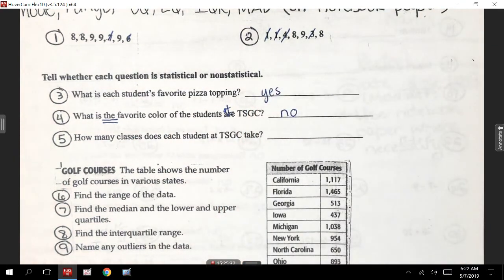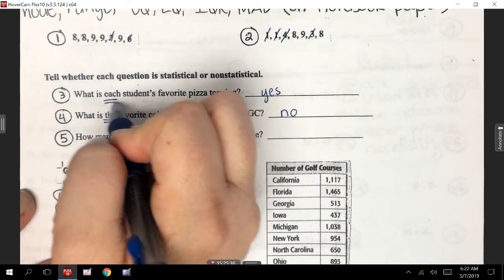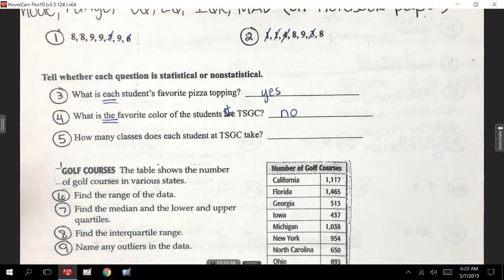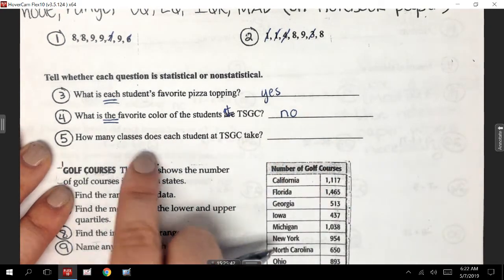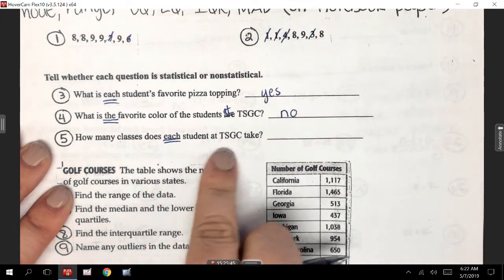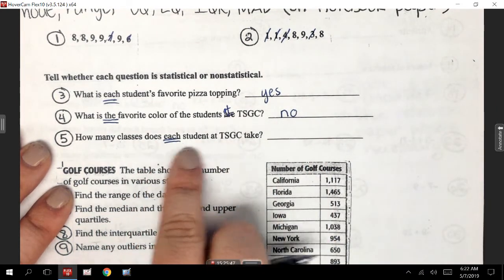On your 9-week test, guys, they're very, very obvious. If it says each, and we're talking about a bunch of different things, like here, each student, bunch of students, that's going to be statistical. Here, if it's saying just one color, no, because it's one thing. How many classes does each student take at TSGC? Again, we can see that's each student.